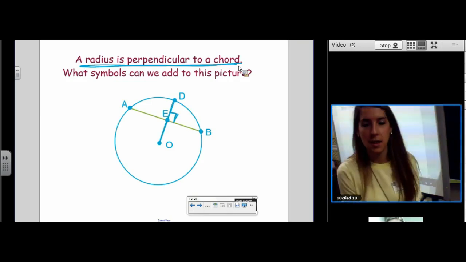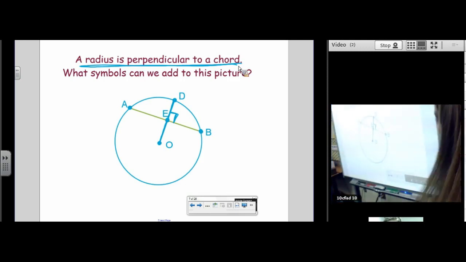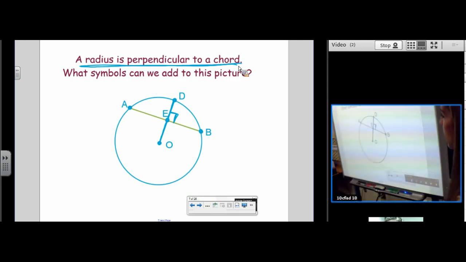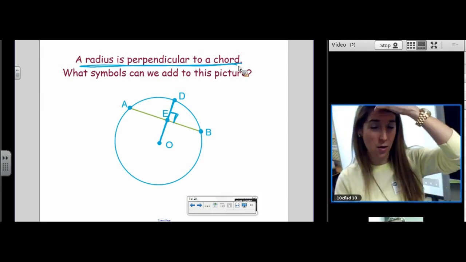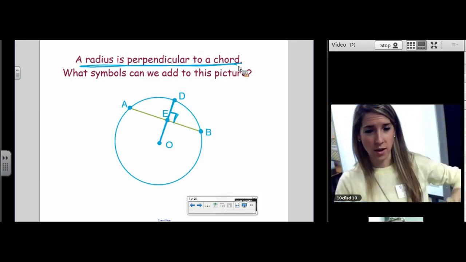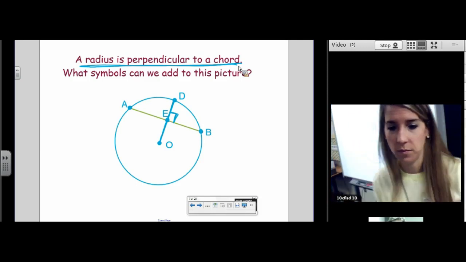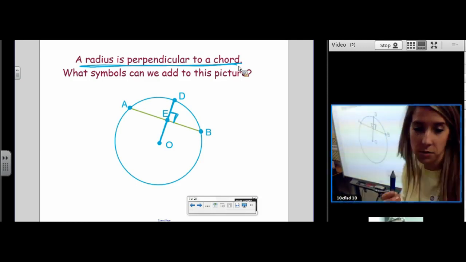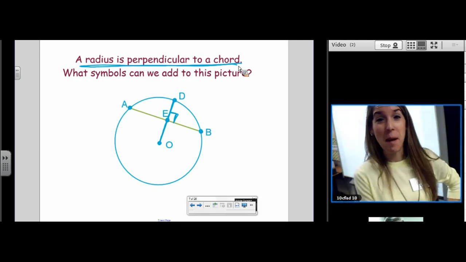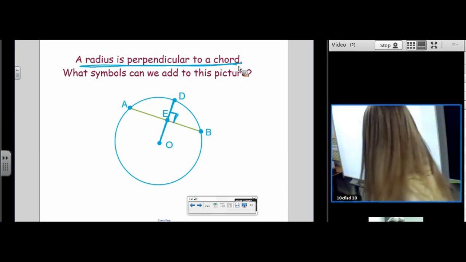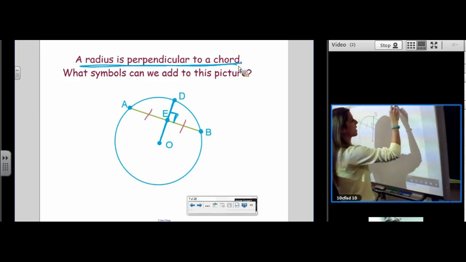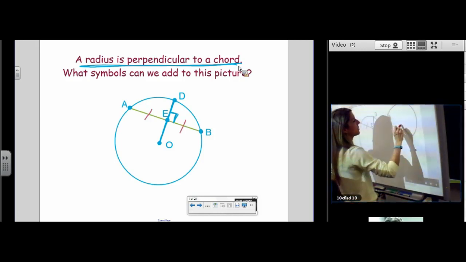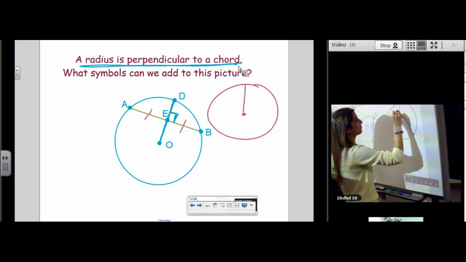What symbols can we add to this picture? So we can add, obviously, the right angle marking. What do you think that radius does to that chord if it's perpendicular to the chord? Ooh, so Ganesh says he thinks it bisects the chord. And he's totally right, and we can take time to prove this. But anytime a radius is perpendicular to a chord, it bisects the chord. Let me show you what it would look like.